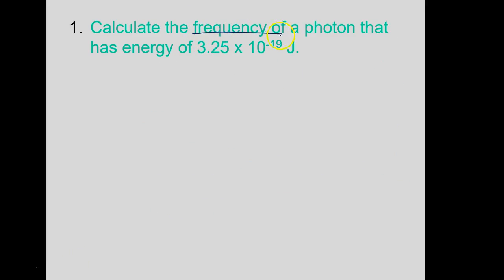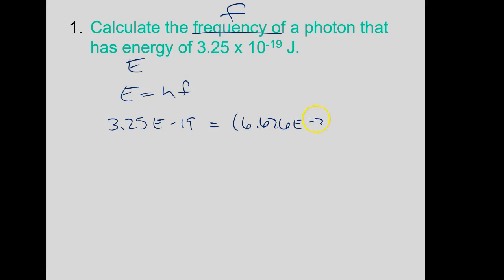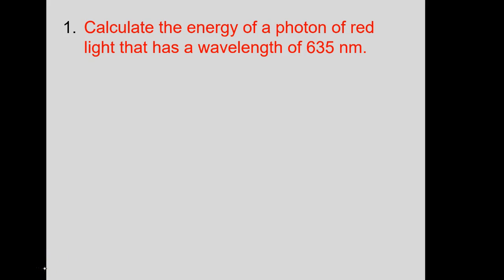It says calculate the frequency. So now I'm looking for the frequency when I give you the energy. So again, E equals hf. 3.25 e to the negative 19 equals, there's my h, multiplied times the frequency, so all I'm going to do is divide. And you get 4.9 e to the 14th. And the unit for that would be hertz, or 1 over seconds. Okay, so it's pretty much plug and chug. It's not too hard. The biggest thing is trying to recognize what units you have.